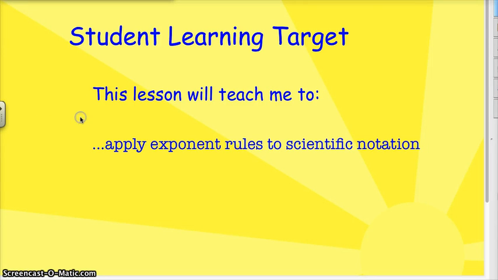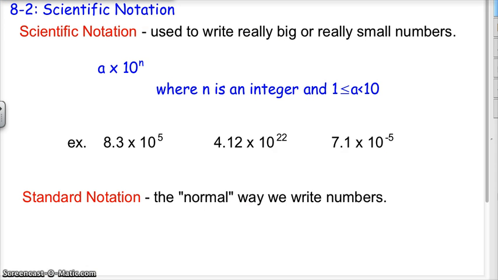This lesson will teach me to apply exponent rules to scientific notation. First, let's do a brief refresher on scientific notation. Scientific notation is a way that is used to write really big or really small numbers.